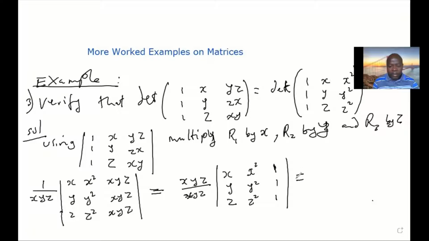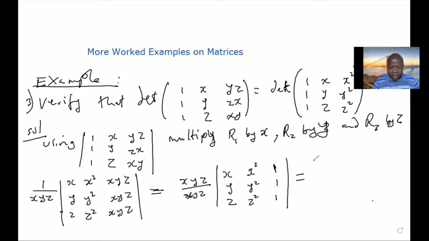Now, let me just remind you what happens when you interchange rows or columns. When you interchange rows or columns, the new determinant becomes the old determinant times -1. So the sign of the determinant changes. If the determinant was positive, it becomes negative. And if the old determinant was negative, the new one becomes positive. We just multiply the older one by negative.